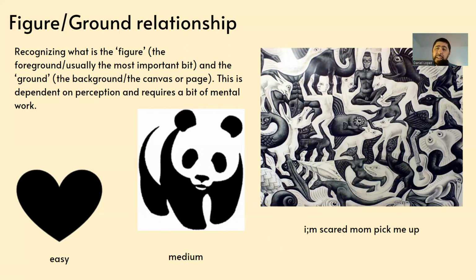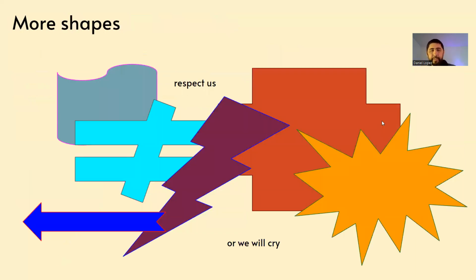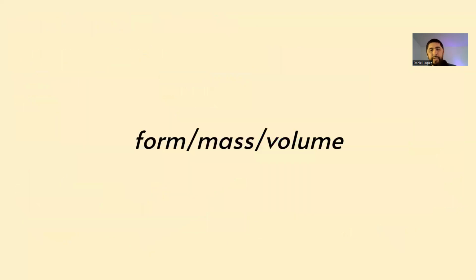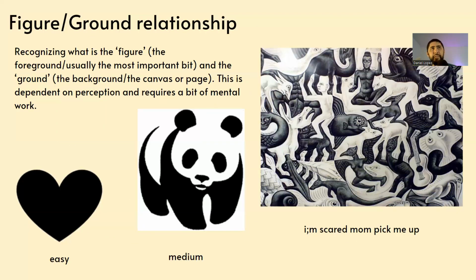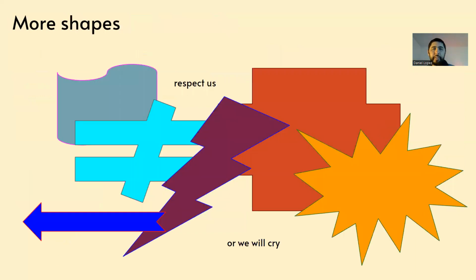Here is obviously a little bit more tricky. This is an M.C. Escher drawing. What's the figure? What are the things in the foreground? Well, you can say these black shapes, but then when you focus on the white, those become the figure, right? So the figure and ground are interchangeable. And we have another slide that talks about that as far as positive and negative space, which we'll get to later in this slideshow.